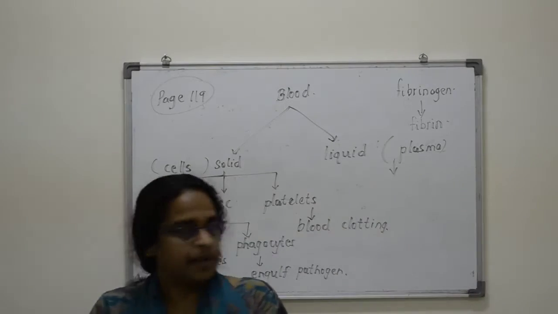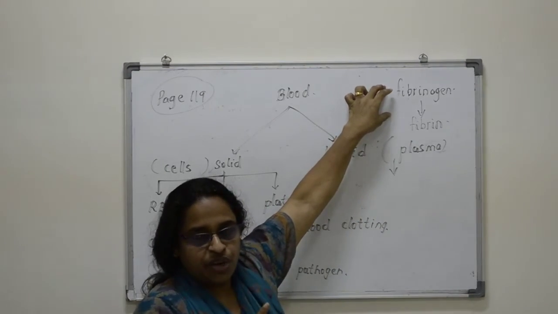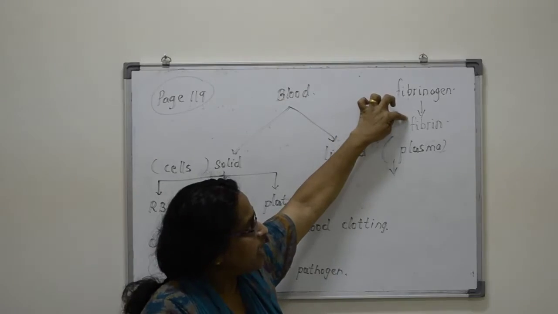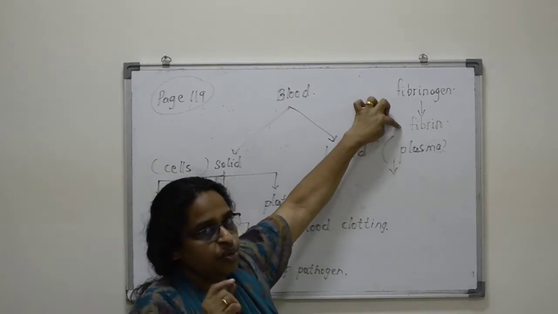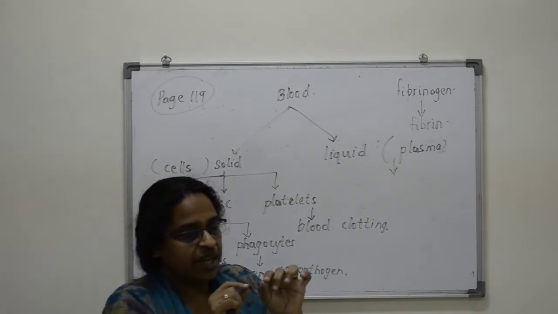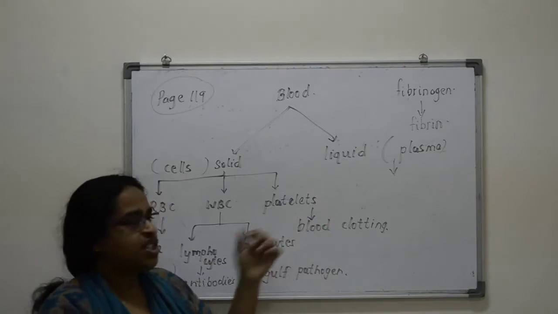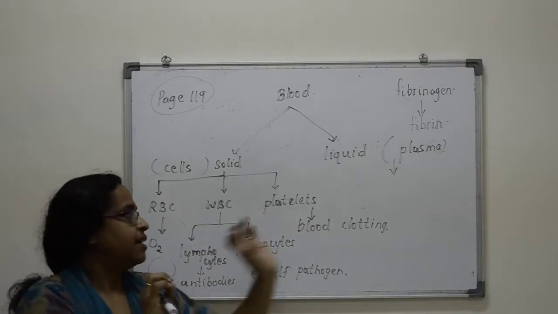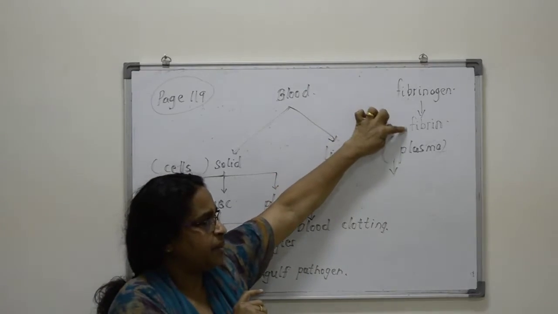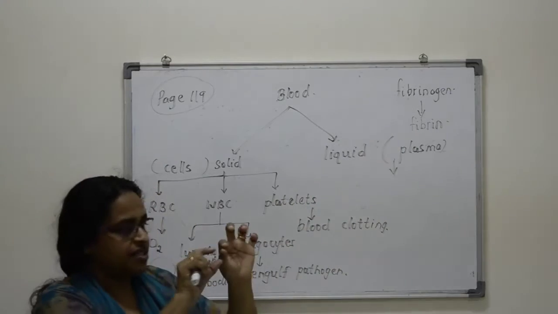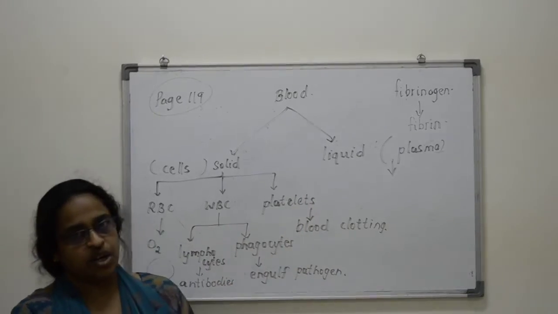Whenever there is a cut, there is soluble protein fibrinogen in the blood. It will be changed because of some enzymes. It will be converted to insoluble fibrin, which makes long threads. In that, the platelets will be entangled, and then the clot will be formed. So just three reactions: fibrinogen to fibrin by enzyme, and fibrin makes fibers in which the platelets are entangled. So this is about blood clotting.